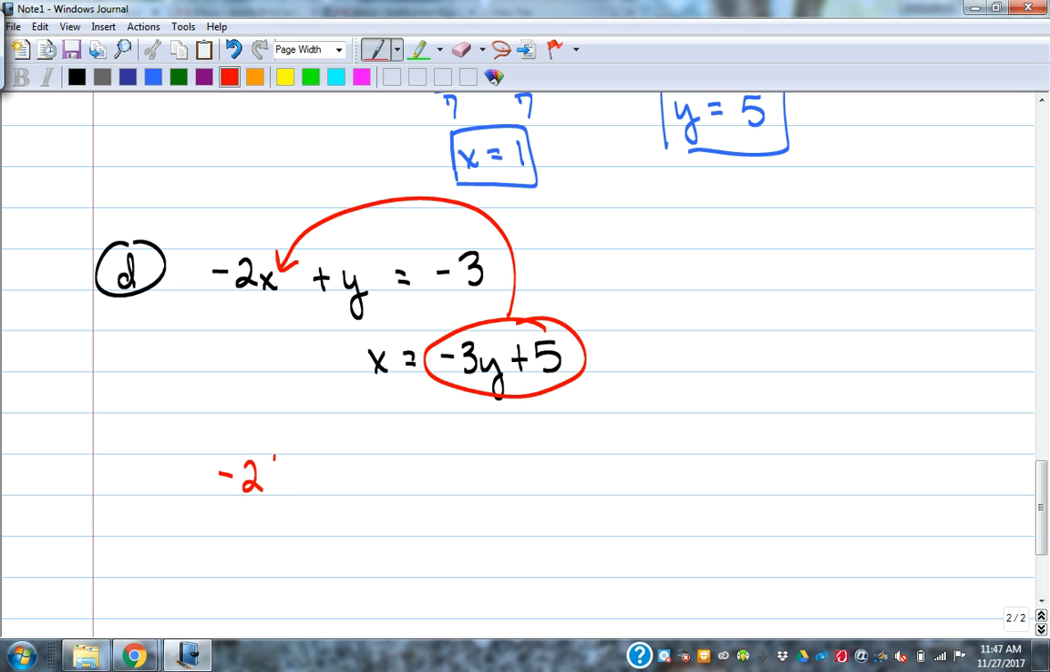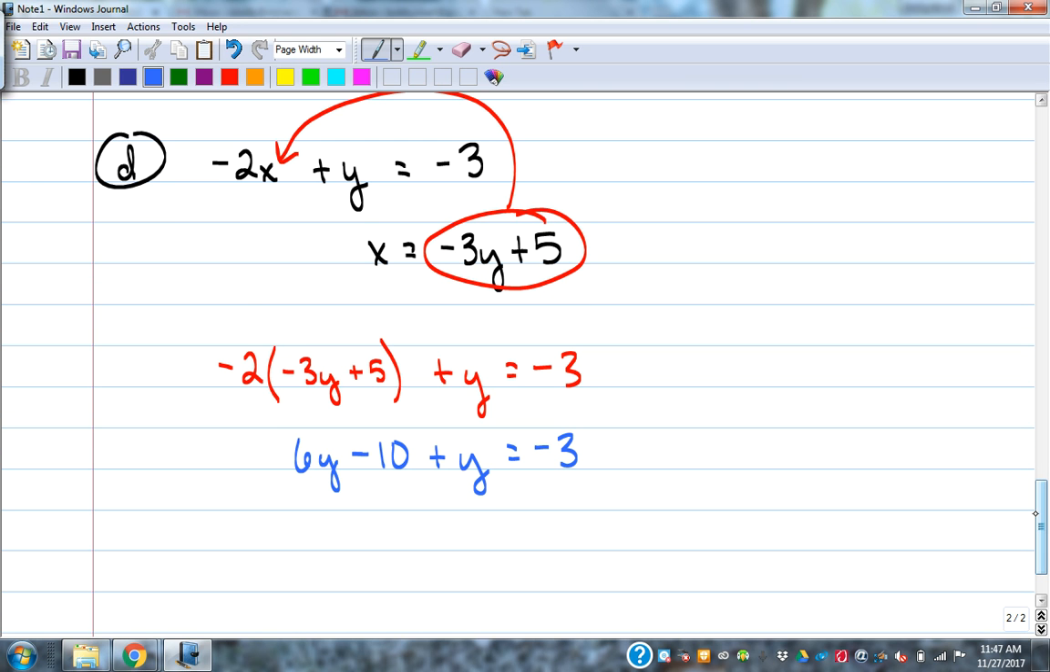So that's negative 2, parentheses, negative 3y plus 5, plus y is equal to negative 3. Negative 2 times negative 3 should be positive 6y. And then negative 2 times positive 5 would be negative 10, plus y is equal to negative 3. So that's just doing the distributive property there. Be careful on your signs, because if you miss the first answer, you're definitely going to miss the second answer too. So be really careful on both, but especially that first one.